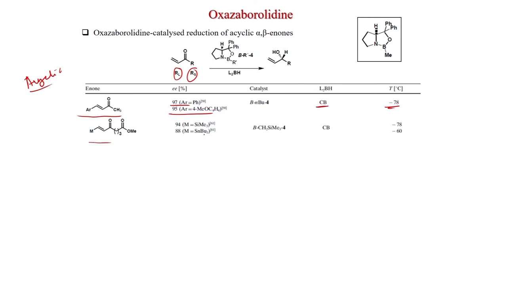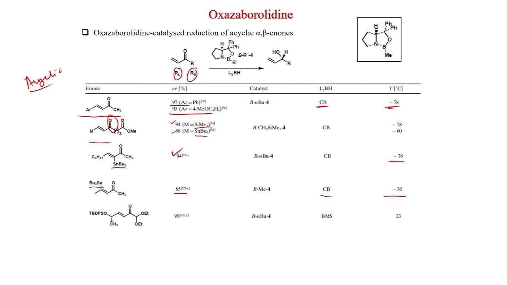This one, M is equal to SiMe3, SnBu3 case, also the ketone is getting reduced. So, this ketone ester will be untouched and very high E is obtained. So, Sn little bit less E. Also, if Sn is at the alpha position, in that case you get the enhanced E 94% under similar condition. Sn here, Sn butyl, then you get the 85% E with minus 30 degree centigrade cyclohexyl borane as the hydride source.